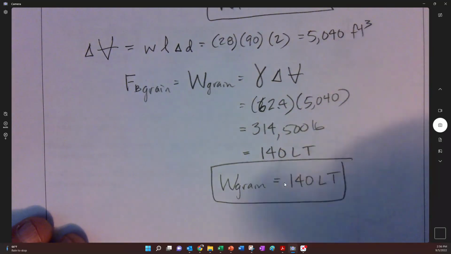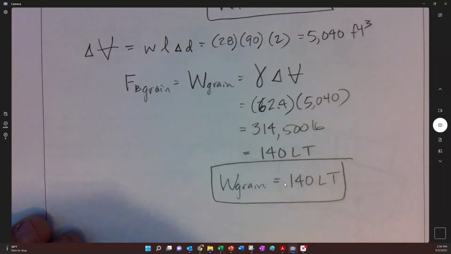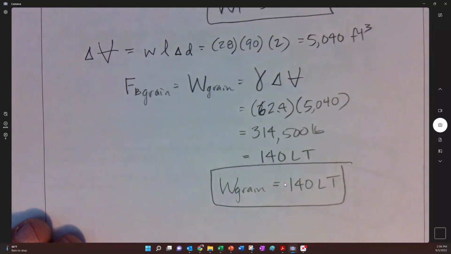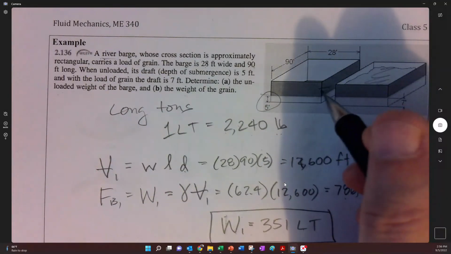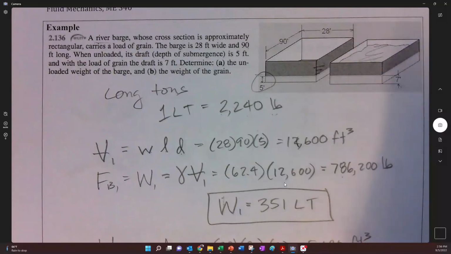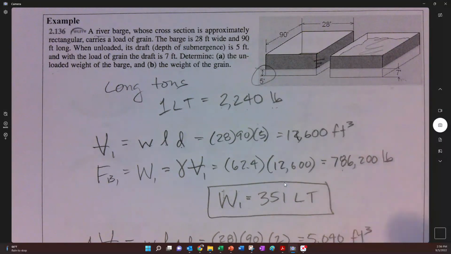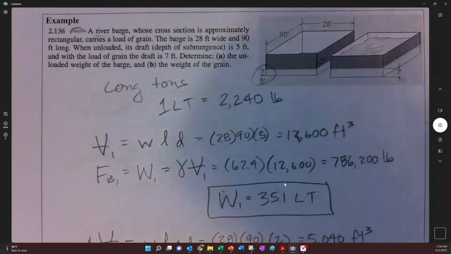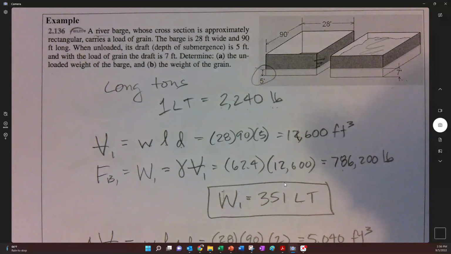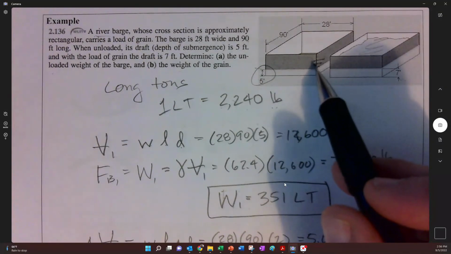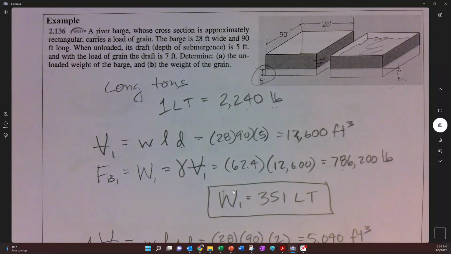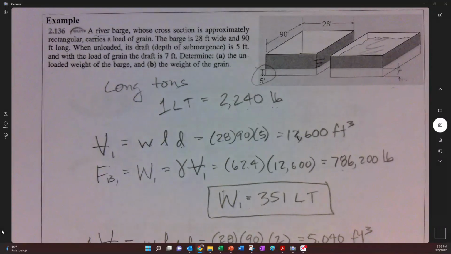Simple example, but it's maybe just trying to reinforce this idea that on board ships, you'll actually see things called load lines. Because the ships don't sink the same amount in the front and the back, or the left and the right, port and starboard, we actually have a bunch of these watermarks that you'll see on these load lines, and that's how we measure how much the ship weighs.